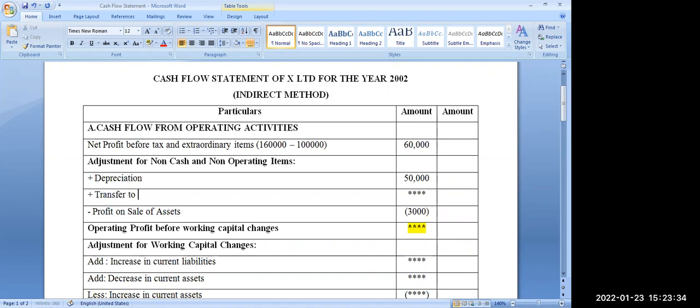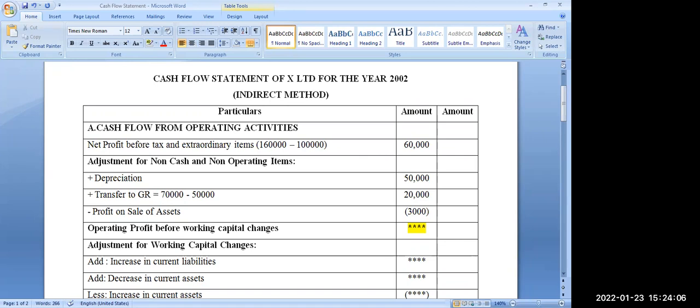Normally it is increase only. We cannot minus the general reserve. Every year it will be increasing only. So how much is the difference between the general reserve of last year and current year? 20,000 rupees. 70 minus 50. Okay, you're able to follow, right? It's visible.